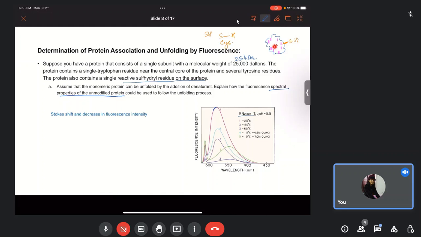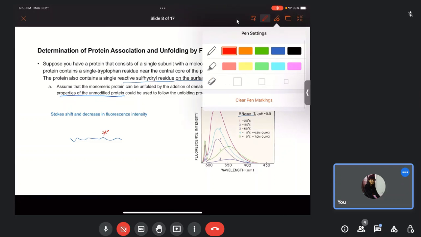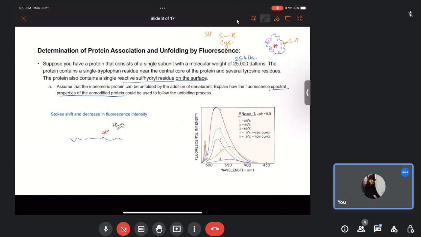when it is folded, the tryptophan is inside the hydrophobic core of the protein, and when you unfold, the protein will become something like this, and your tryptophan is exposed to the polar environment of water. So you'll have water around it. So here it was inside the hydrophobic core. Here it is in a polar environment. Because of which you will see a decrease in fluorescence intensity along with the Stokes shift.